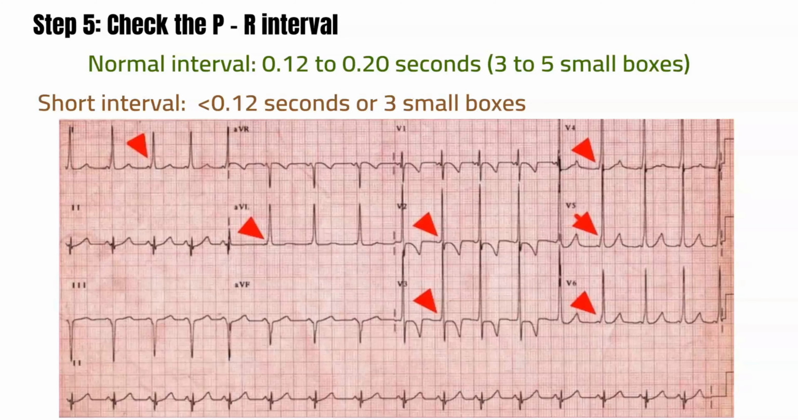A variable PR interval may indicate other types of heart block. And if PR segment depression is present, it may be an indication of atrial injury or pericarditis. Alright, step number 6.